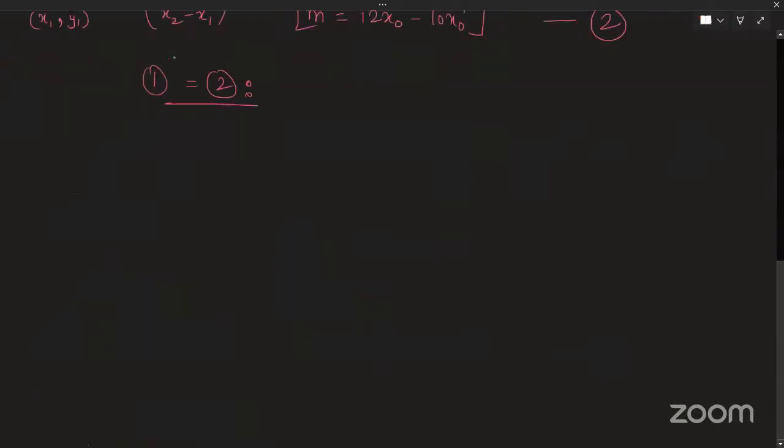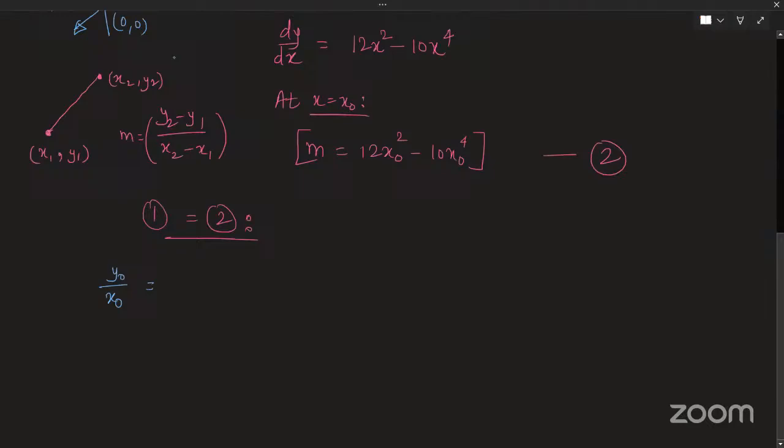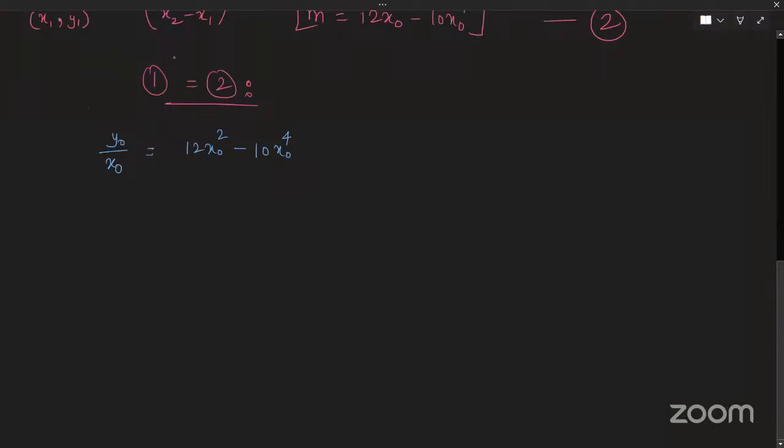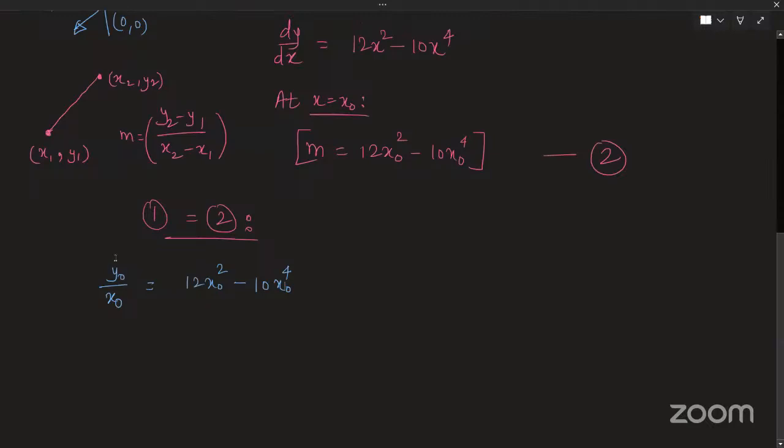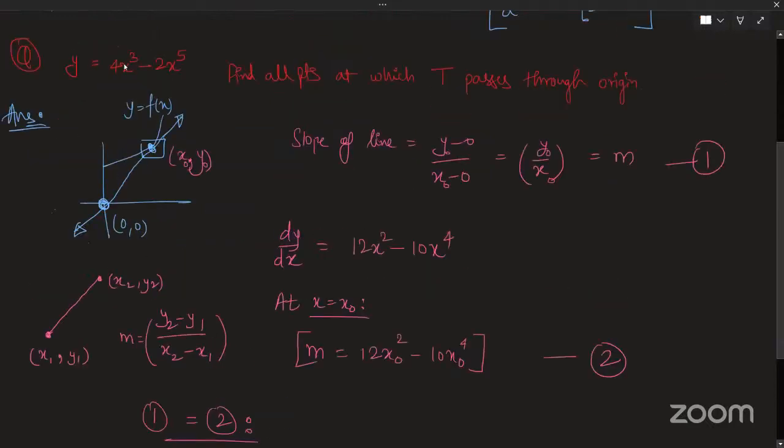So y naught by x naught is equal to 12 x naught square minus 10 x naught raised to 4. Can you calculate the value of y naught? Anyone can tell me? If I know the value of x naught, how will I calculate the value of y naught, the equation being given to me?